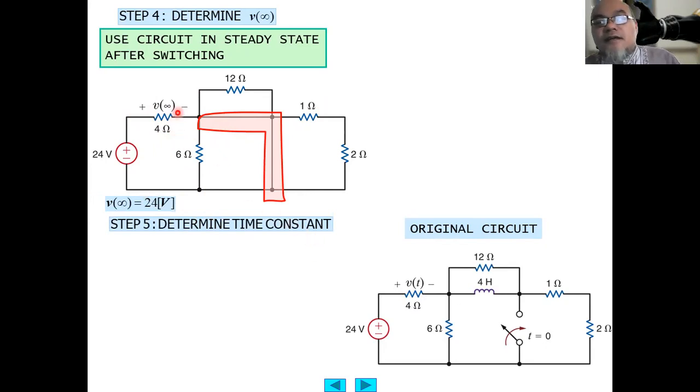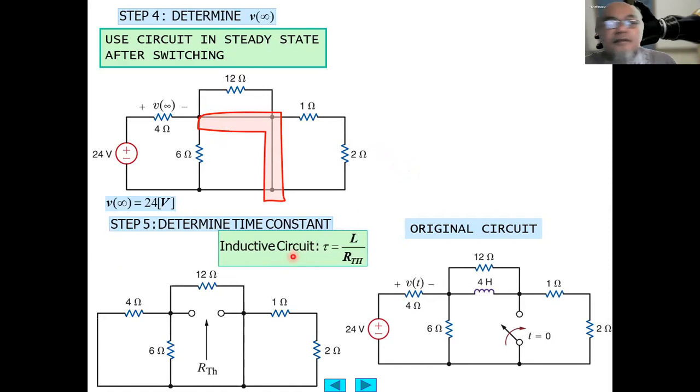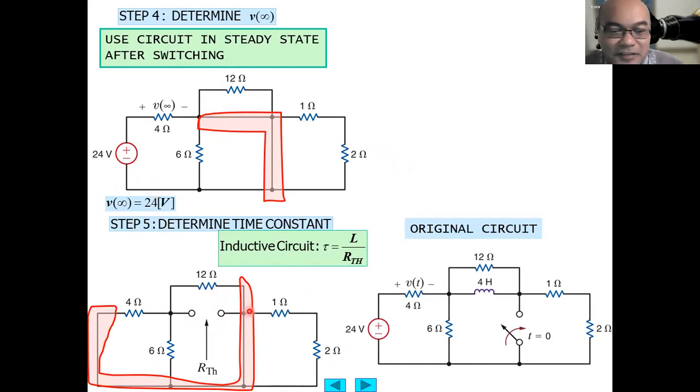To determine the time constant, we have to determine the Thevenin equivalent resistance at this terminal of the inductive circuit. What is the RTH at this point? The voltage source is short circuited, so it becomes like this. This is in parallel with this, and it's not easy to solve like this. If necessary, you can redraw. This is drawn as a single node here.